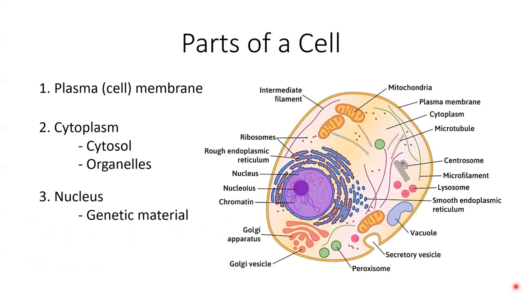So for ease of study, a human cell can be divided into three main parts: the plasma membrane, the cytoplasm, and the nucleus.